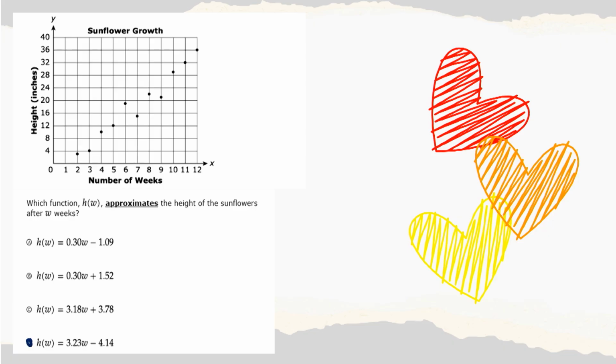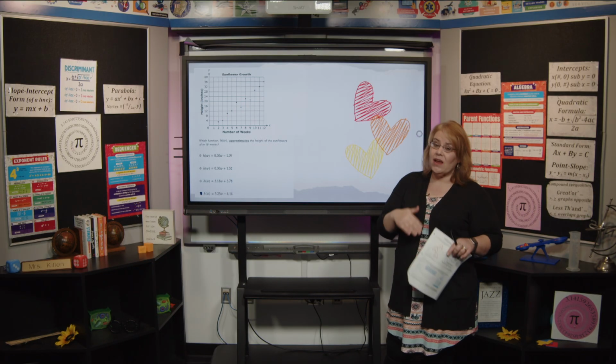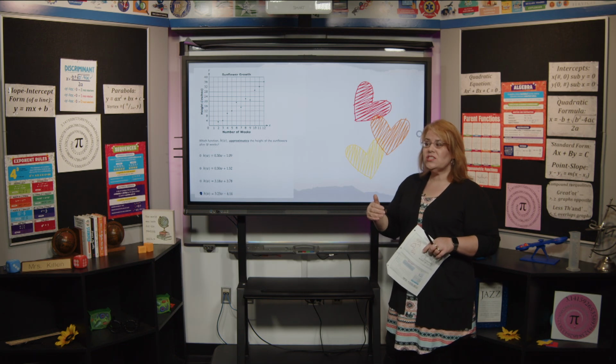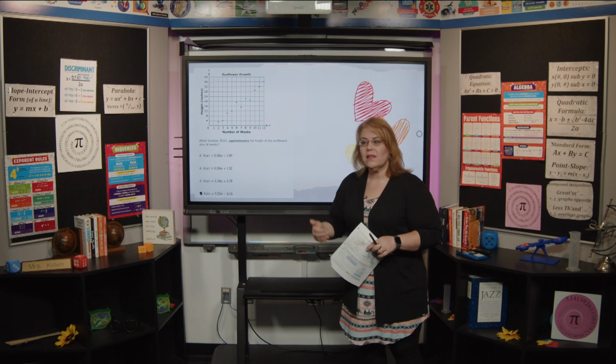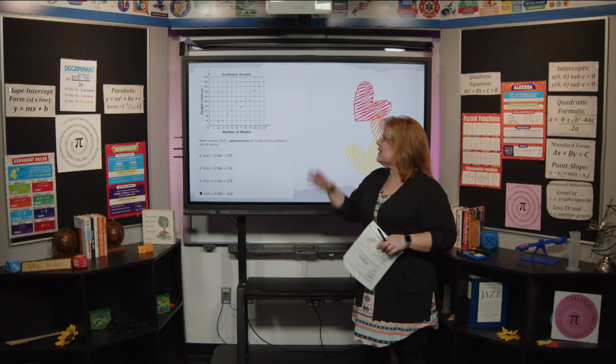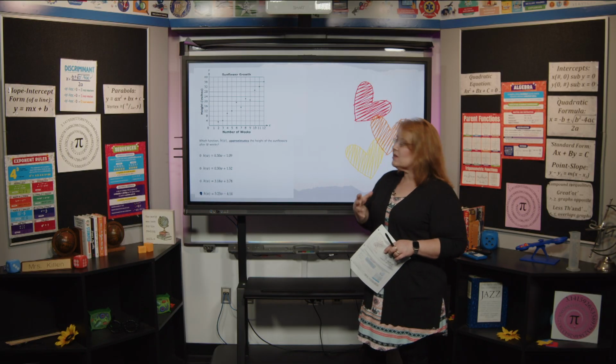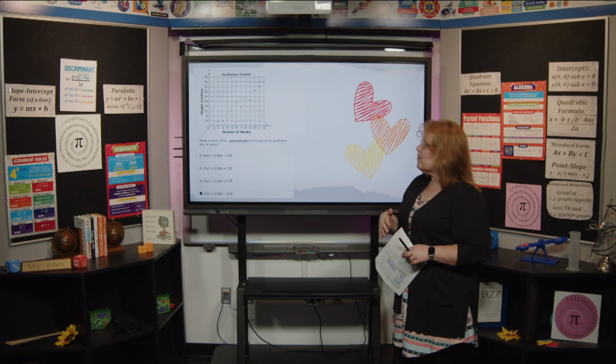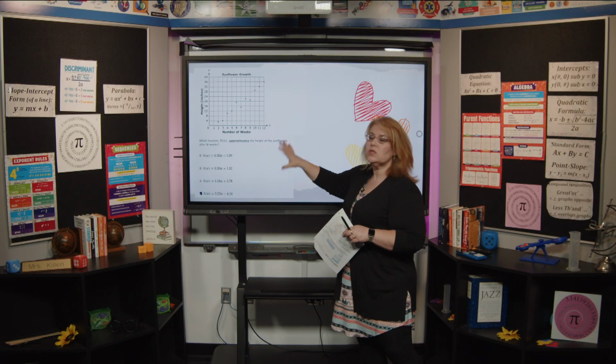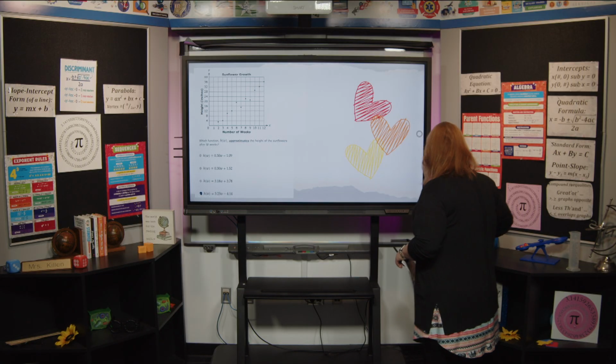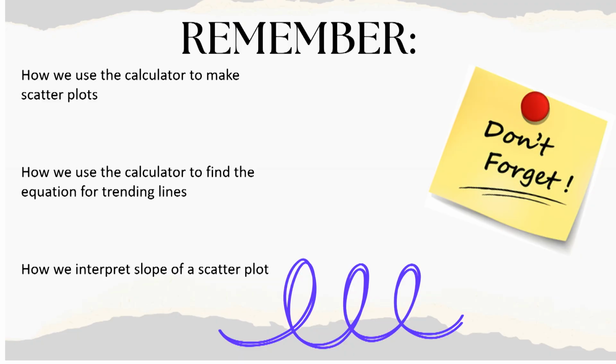So sometimes some of these questions that we have in our end of the year assessment is just being able to plug it into our calculator or plug it into Desmos and see which one gives us what they gave us as our table. So sometimes it's not necessarily being able to figure out all that math, it's to see which one shows us what they've already given us. All right? We want to remember how we use our calculator to make scatter plots. We also want to make sure that we can calculate to find that equation for our trend lines or that line of best fit. And we want to make sure that we can interpret our slope for our scatter plots.